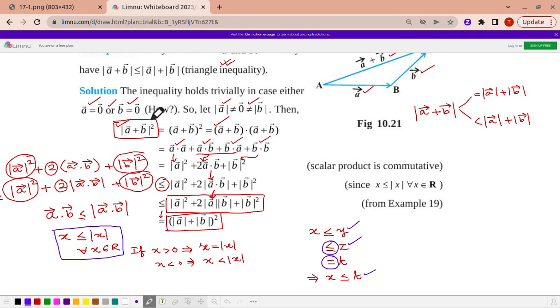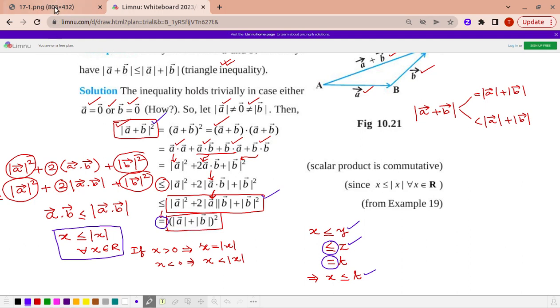Similarly, here you see on the left hand side mod of A plus B whole square, and on the right hand side first we get this expression, mod A square plus 2 into mod A into mod B plus mod B square, and then that is equal to mod A plus mod B whole square. That is why you wrote the symbol equal to here, correct. And from here what can you conclude?